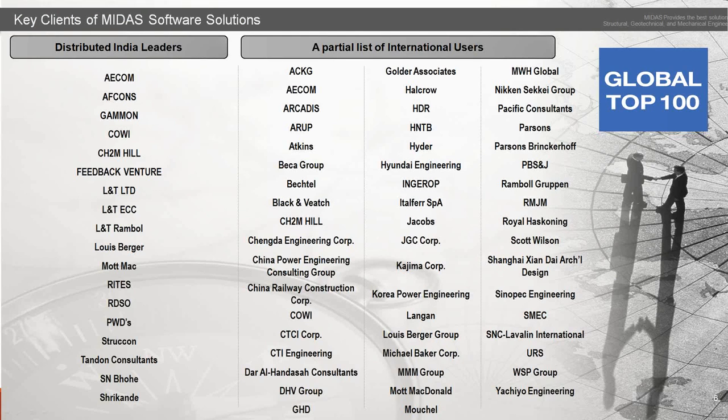This slide shows the key clients of Midas for the Indian market and the international users. As you can see, almost all the leading companies like AECOM, Afcons, Gammon, CH2M Hill, L&T ECC, L&T Ramboll, Louis Berger Group, Mott MacDonald, right? And also RDSO, which provides the railway standards for Indian codes, and they have done quite a bit of work in rail structure interaction. And all the major PWDs like PWD Mumbai, PWD Chennai, and also railways like Western Railways, are using the software quite effectively.